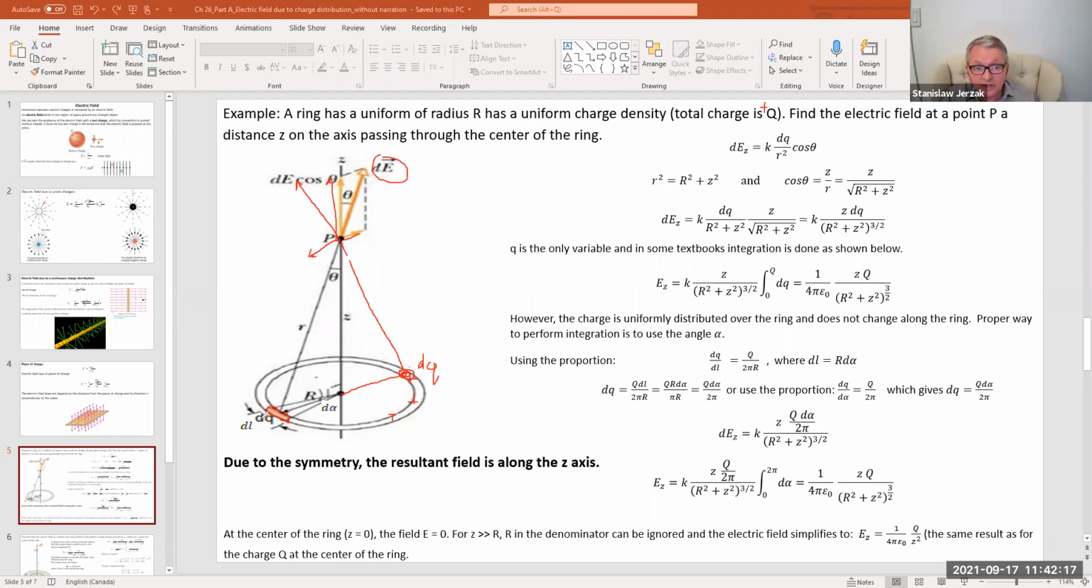It should be clear that these two elements of the ring, this one and the symmetrically located one on the opposite side, will produce electric fields in different directions. The perpendicular components will cancel each other because they are in opposite directions. But the components parallel to the Z axis will be parallel, so they will add. So the resultant electric field due to the entire ring will be parallel to the Z direction. I have written this here in bold letters so that we only have to calculate the Z component of that electric field.